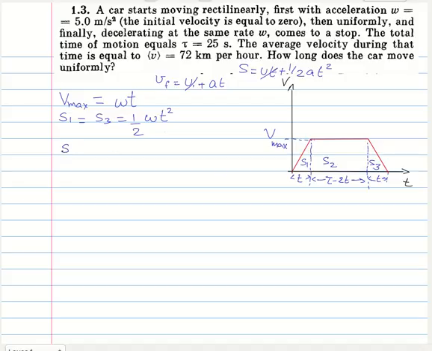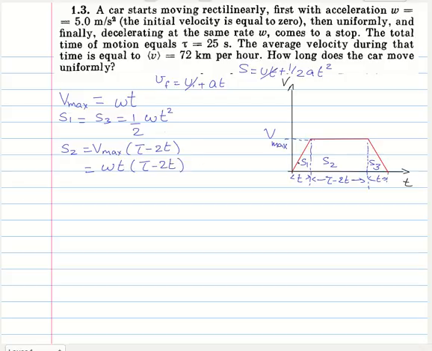What is s2? For the case of s2, the velocity is constant and the time is tau minus 2t. So the distance s2 is simply velocity times time, which in our case is v max times tau minus 2t, which is equal to wt into tau minus 2t.